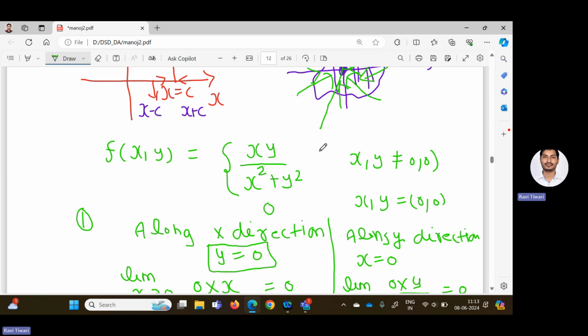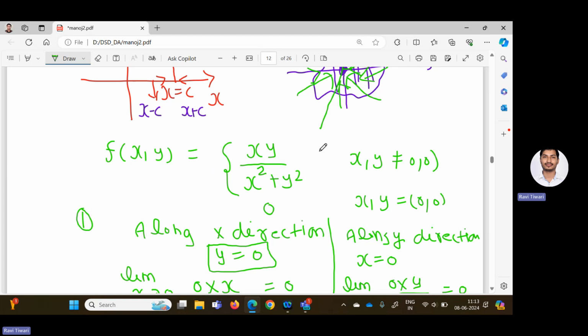And what is the power of the denominator, x square plus y square? This is the degree of the denominator and numerator, both are 2. So what path can we choose so that the power of the numerator and the power of the denominator always remain the same? You can say y equal to x. If I take y equal to x square, again you are going to get limit 0. If I take y equal to x cube, again you are going to get limit 0.